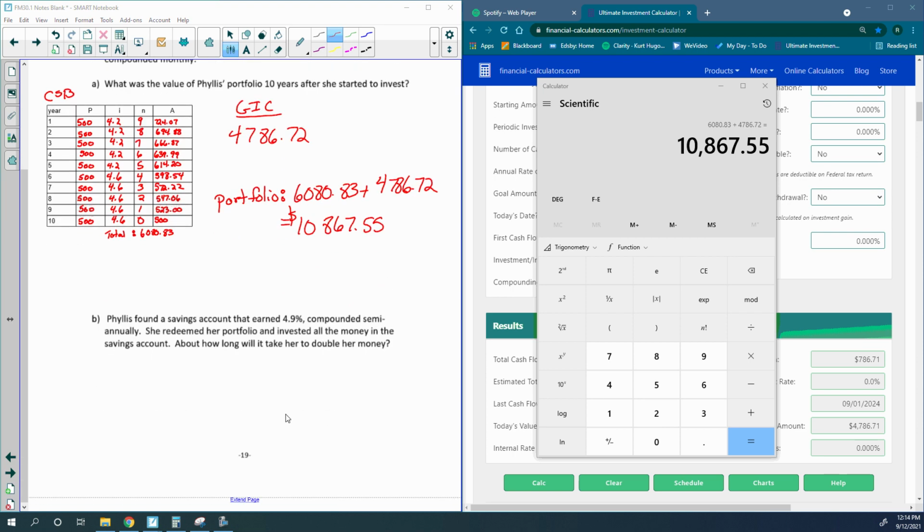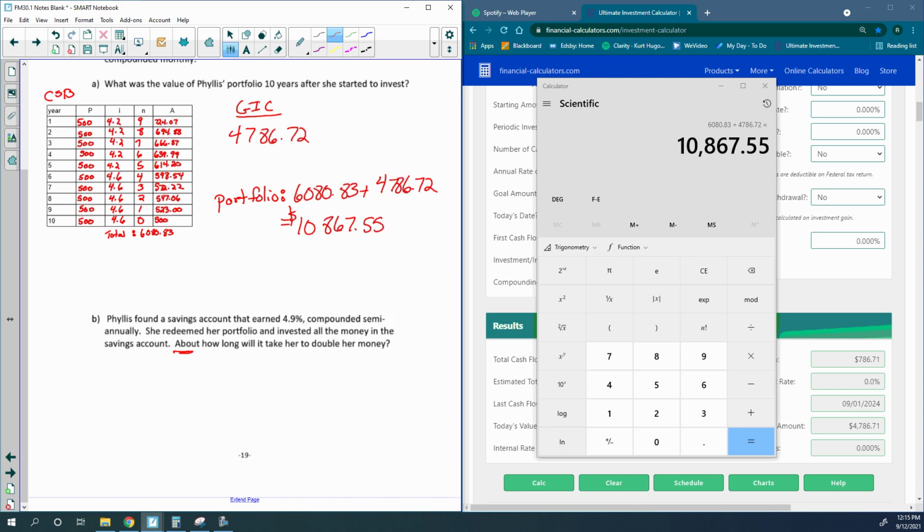And now for B, so Phyllis found a savings account that earned 4.9% compounded semi-annually. She redeemed her portfolio and invested all the money in the savings account. About how long will it take her to double her money? So they throw a bunch of information at this for part B, but it's really not important. The key word is this "about".